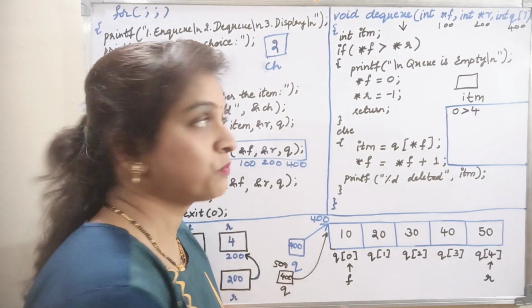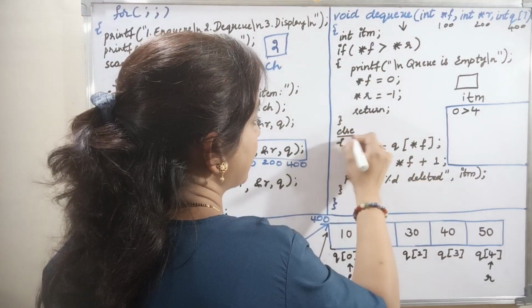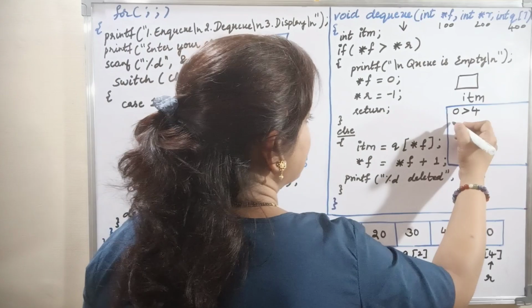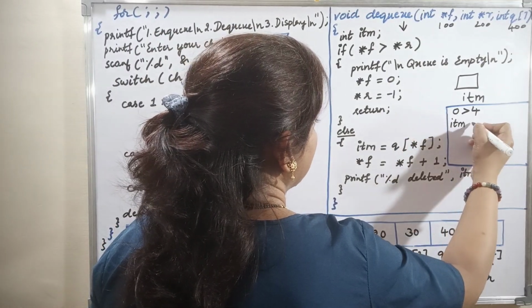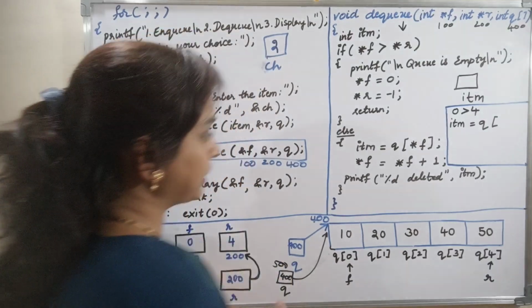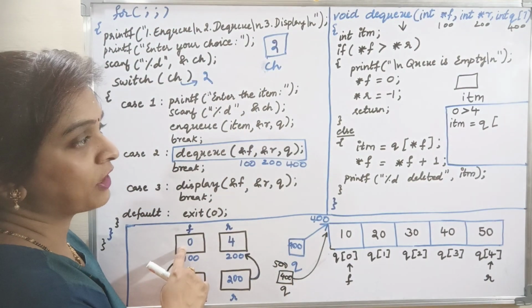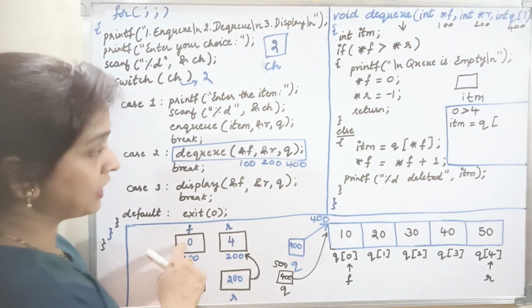Means we still have elements in the queue, so the condition is not satisfied. This block will not be executed, so I'll come to the else block. In the else block, I'll say item equal to q of pointer f. What is pointer f? F is pointing to 100. Value at the location pointer f, value at the location 100, is 0.